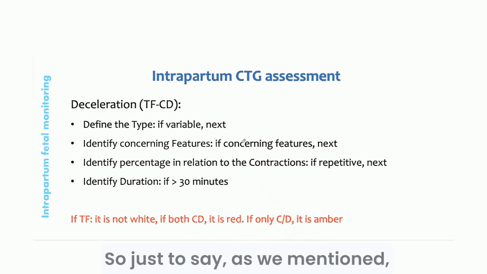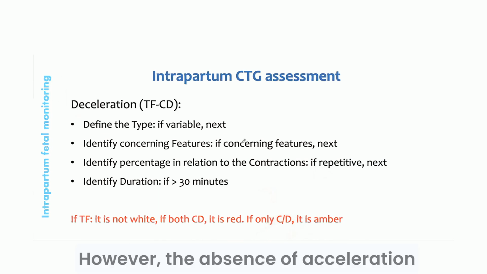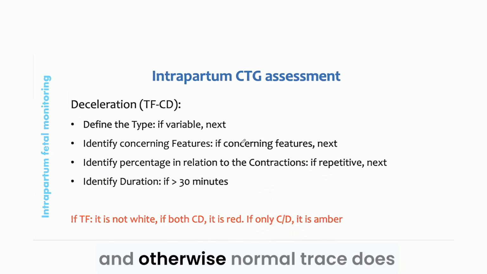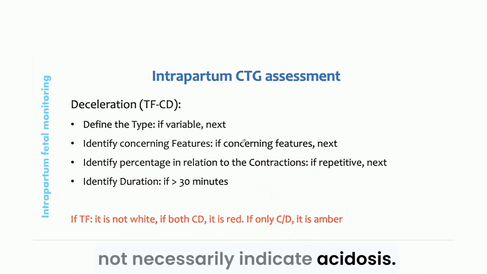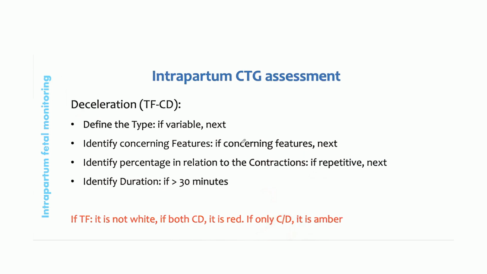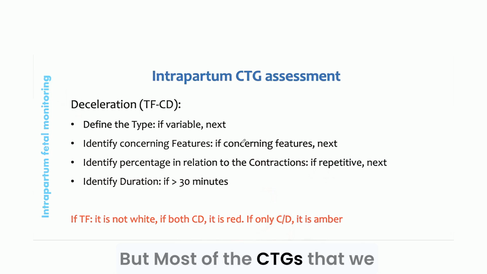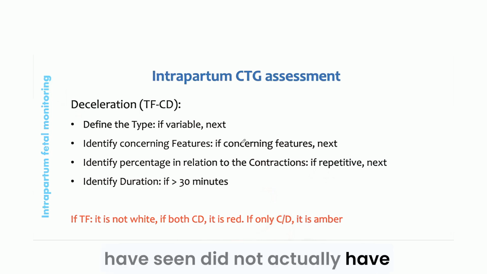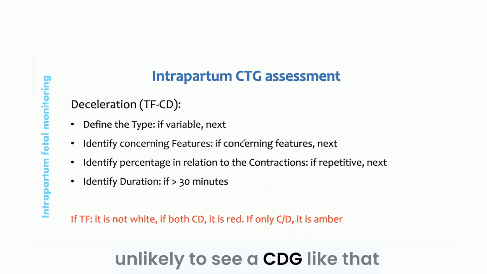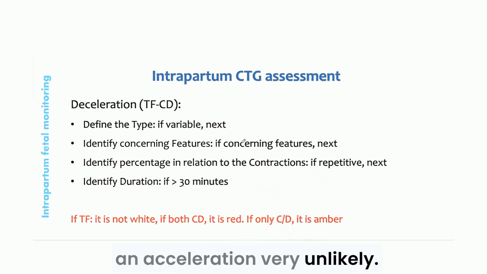Just to say, as we mentioned, accelerations indicate fetal well-being even when variability is reduced. However, the absence of accelerations in an otherwise normal trace does not necessarily indicate acidosis. We mentioned that earlier, but I have to highlight it one more time. That's why I didn't really highlight whether accelerations are present or not. Most of the CTGs that we have seen did not have accelerations, because it's very unlikely to see a CTG that doesn't look so great, and then see an acceleration.